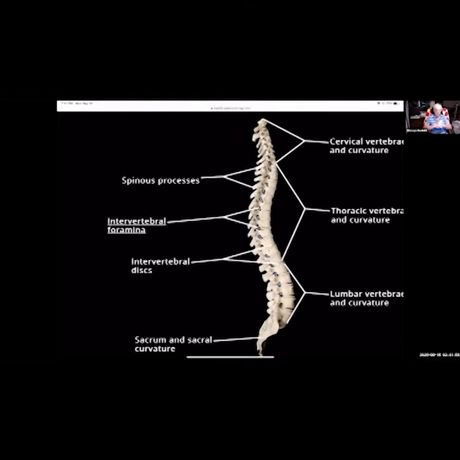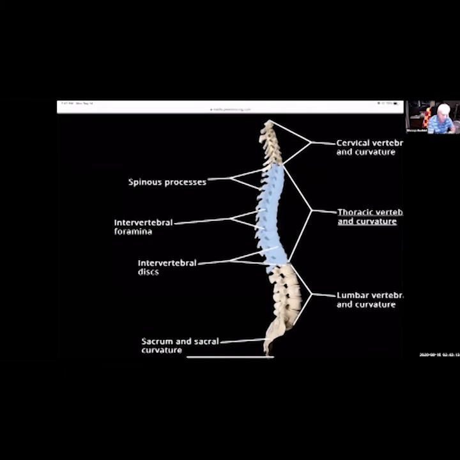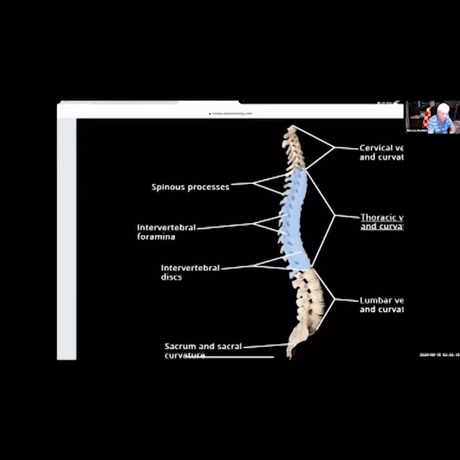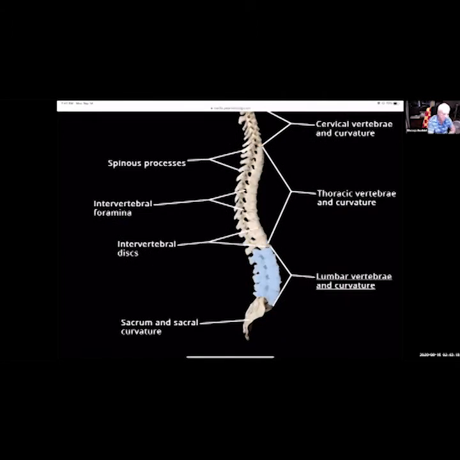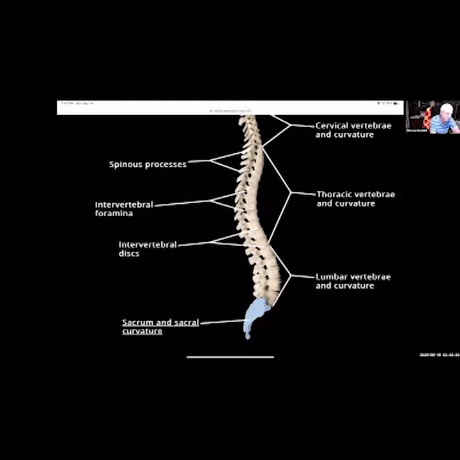Okay, so the cervical vertebrae and curvature are your C1 through C7. Your thoracic vertebrae and curvature are T1 through T12. Your lumbar vertebrae and curvature are L1 through L5. And then your sacral curvature, the sacrum. And that's your 3 to 5 bones that are fused to form that. All right.